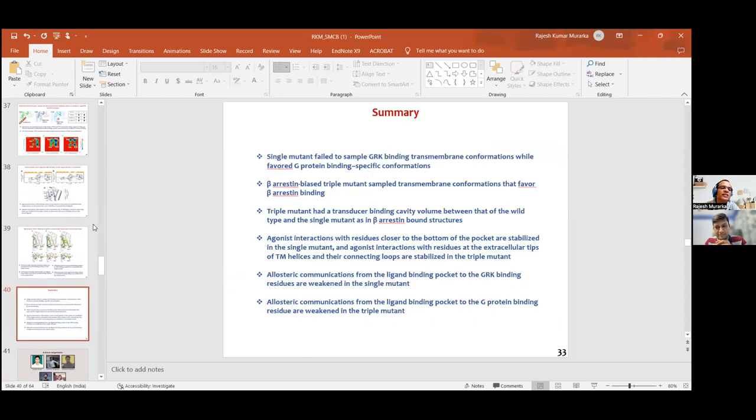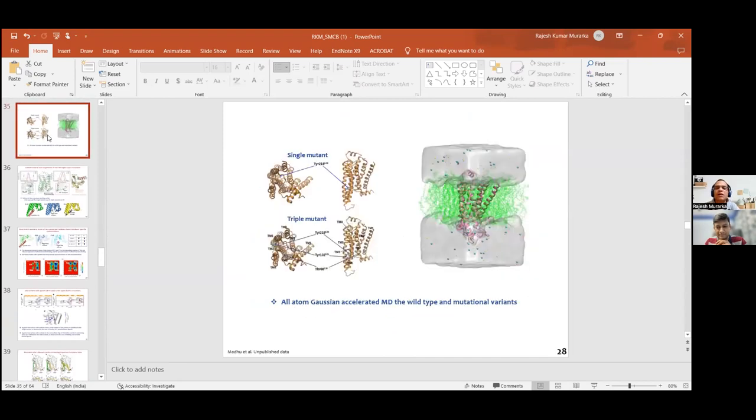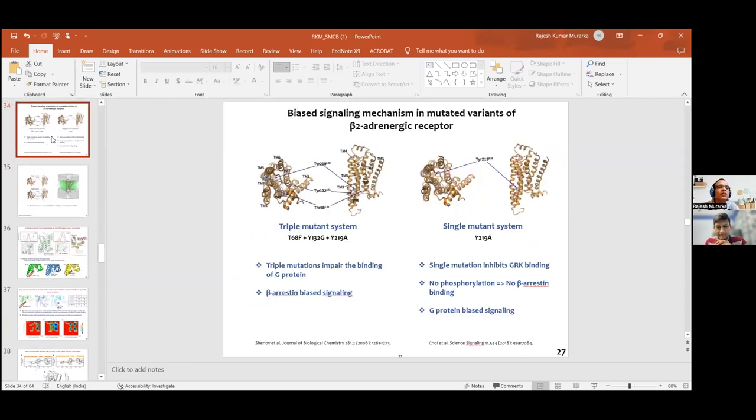I took another example study. This is the receptor bias. Let's say some mutant shows only the beta arrestin signaling pathway; it activates only the beta arrestin signaling pathway. Another mutant from the same Robert Lefkowitz group is a single mutant that doesn't allow GRK to bind. If GRK is not able to bind, then it cannot phosphorylate, and then beta arrestin cannot bind. That means indirectly it is also biasing the G protein signaling. So this is a receptor bias.